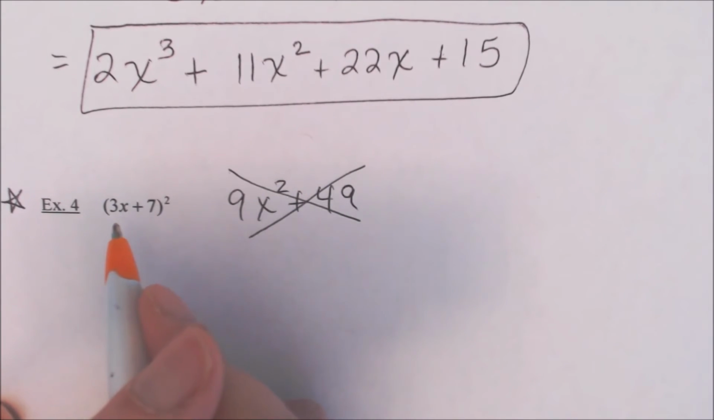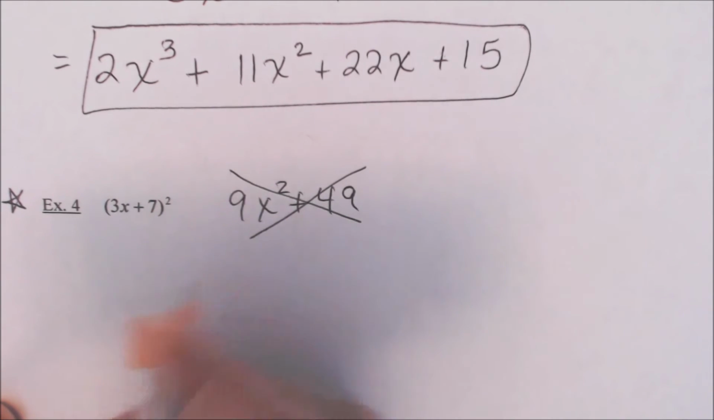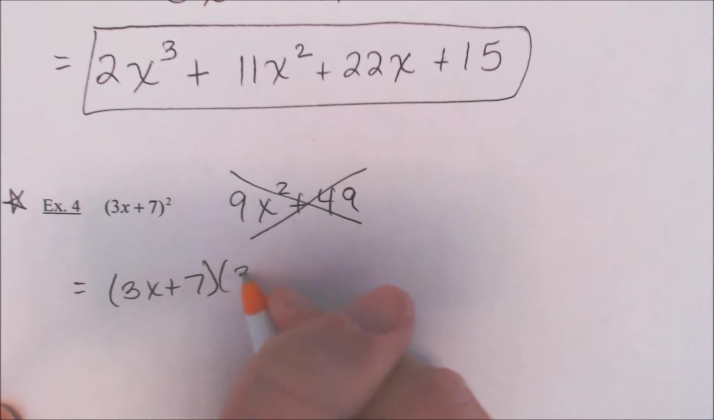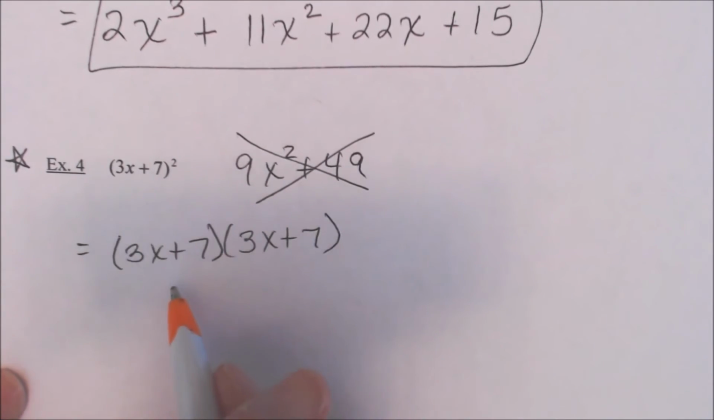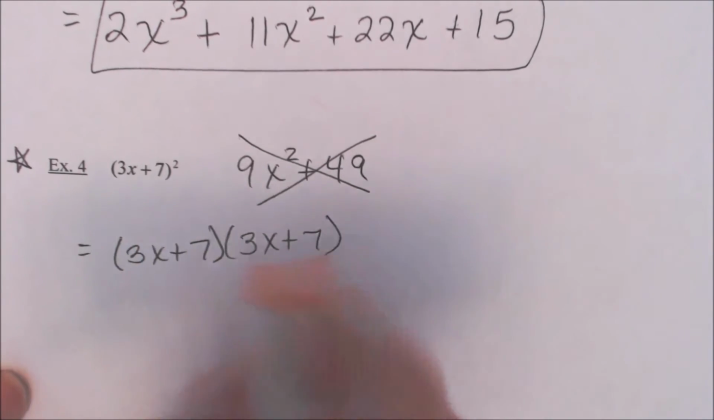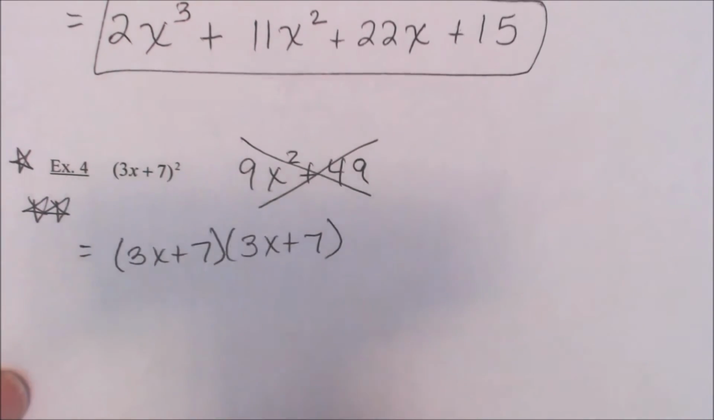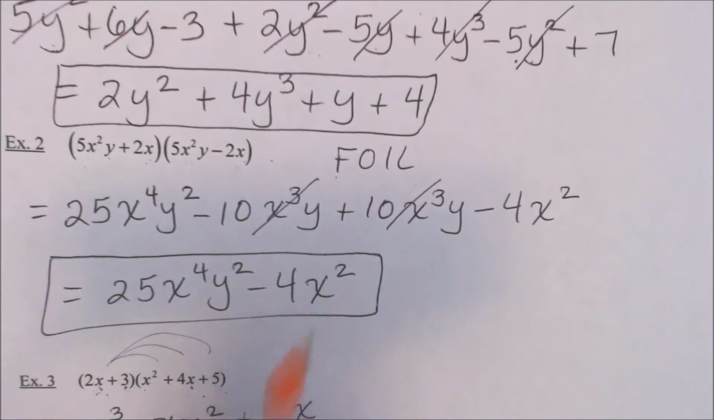What you need to remember is that 3x plus 7 squared is the same as saying 3x plus 7 in one parentheses times 3x plus 7 in the other parentheses. You have to write this twice when you square it. This is really, really important, guys. Don't forget this. And then we're going to go back to what we did earlier, and we can use the FOIL method because we're multiplying 2 binomials.